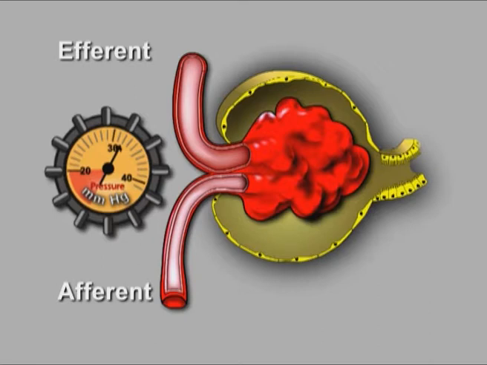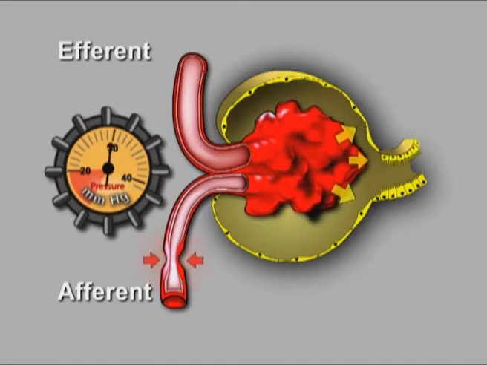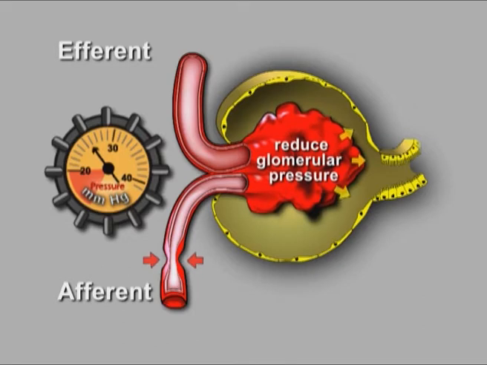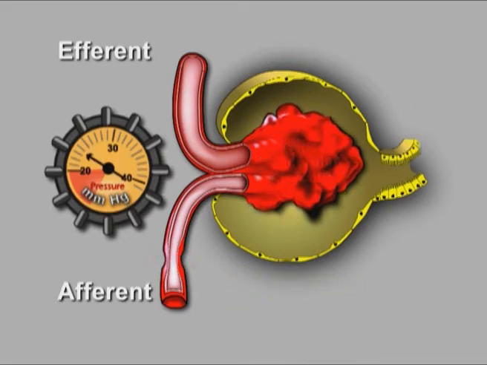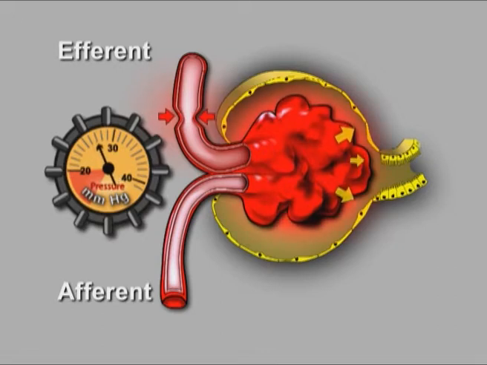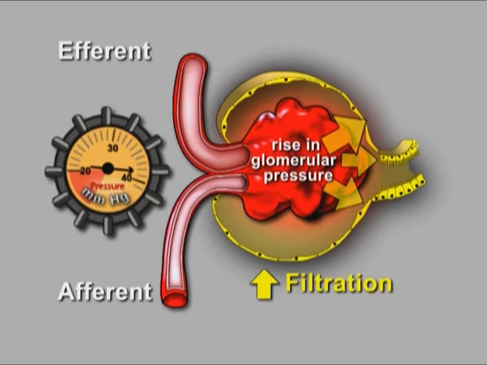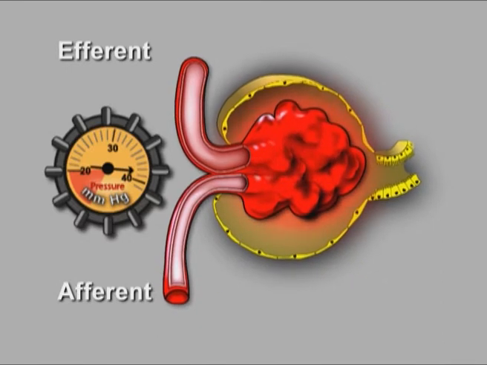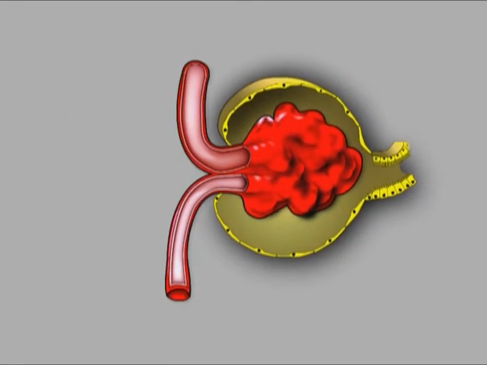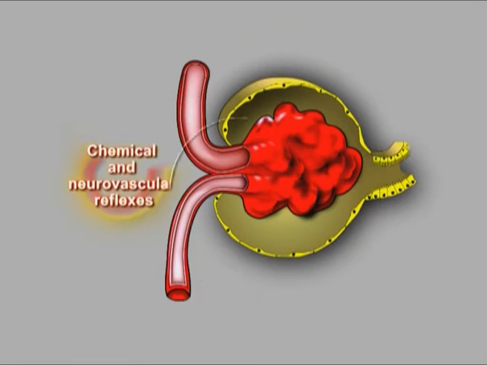For example, increasing afferent arteriolar resistance will reduce glomerular pressure and filtration will diminish. In contrast, increasing efferent arteriolar resistance will result in a rise in glomerular pressure and the filtration fraction will increase. These events are mediated by a complex interplay of chemical and neurovascular reflexes.